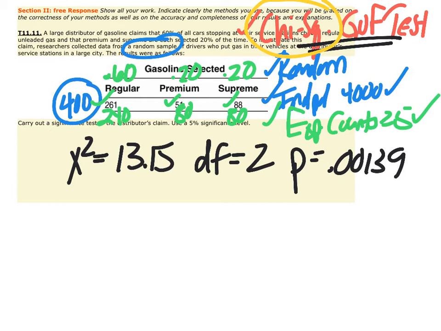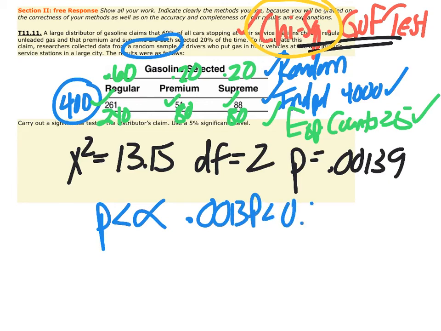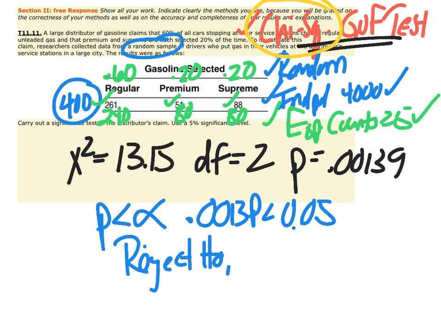All right, let's go to the conclusion. So for the conclusion, our p-value is less than alpha. I'm going to write that down, is less than 0.05. Because of that, we can reject H sub O and we conclude H sub A. Again, make sure you have that in context. On here, I did not write down the hypothesis, so I was missing that.